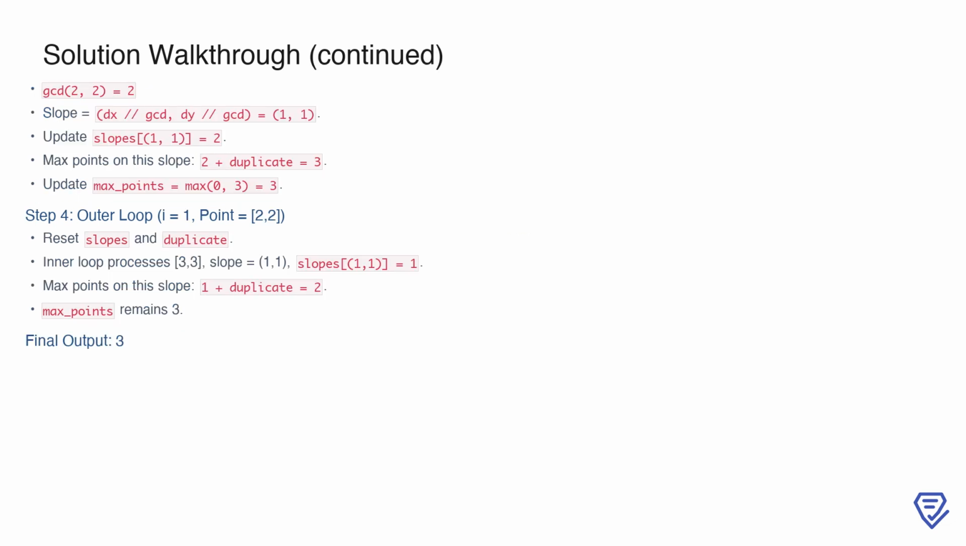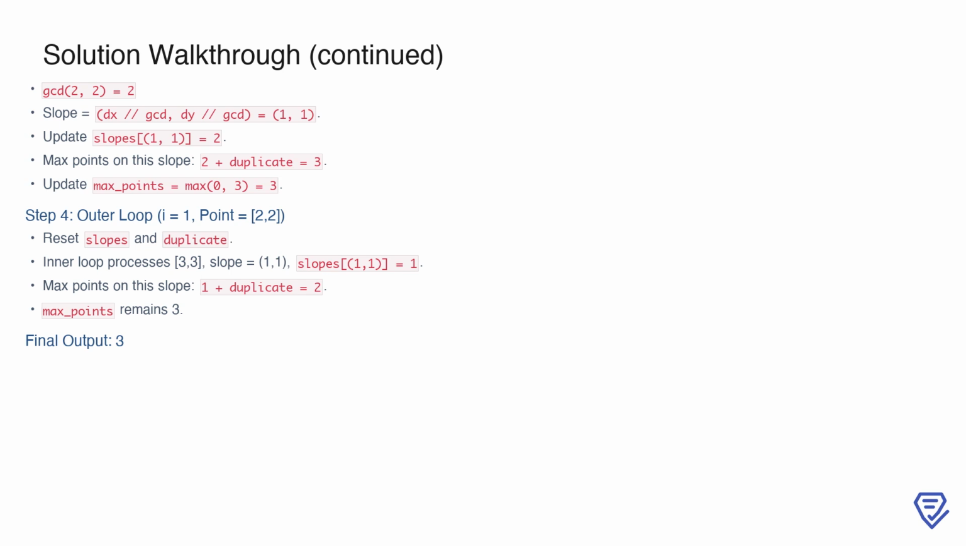As we continue, the total number of points on the slope 1 1 for the first point, 1 1, is calculated as 2 plus duplicate, which equals 3. This becomes our current maximum, so we update max_points to 3. Next, we move to the second point, 2 2, in the outer loop, resetting both the slopes dictionary and duplicate to their initial values. Now, we only compare 2 2 with 3 3 in the inner loop.